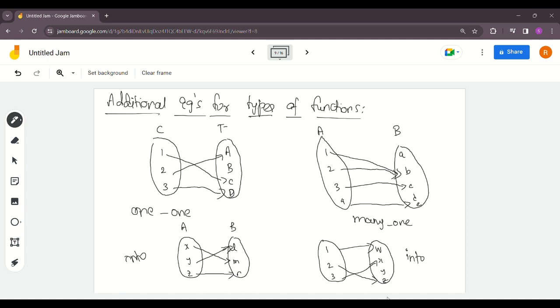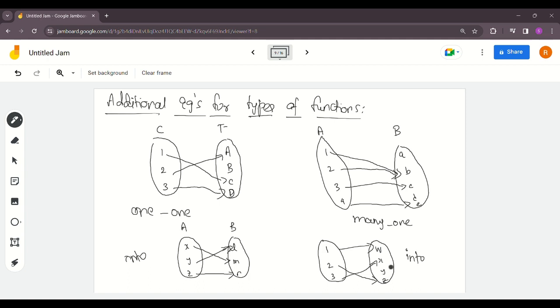Into function, here itself you can see 1 is mapped to W. It is exactly the opposite of onto. That means range should not be equal to codomain. So here, if you see, the range is W, X and Z, whereas the codomain is W, X, Y and Z.